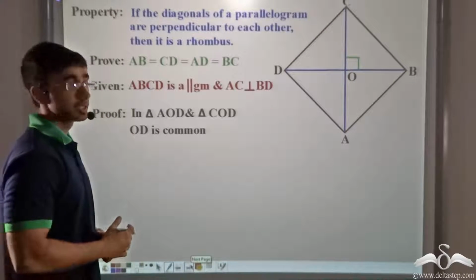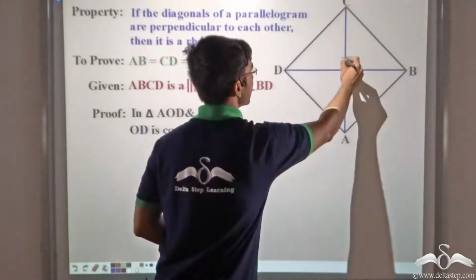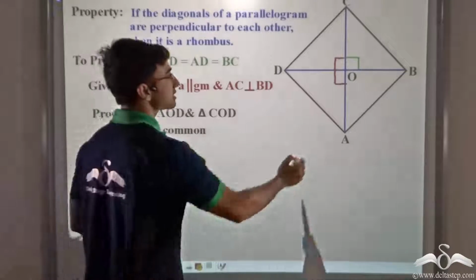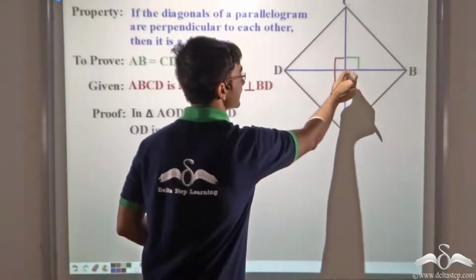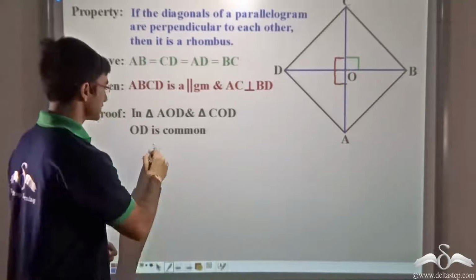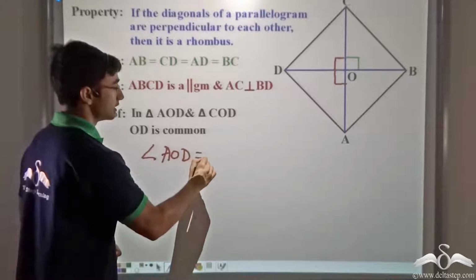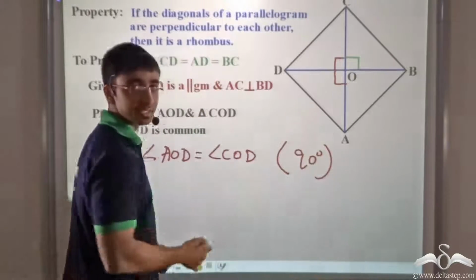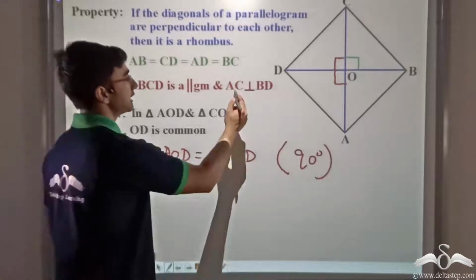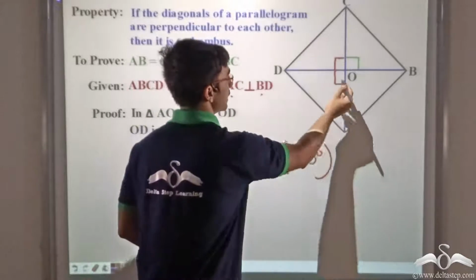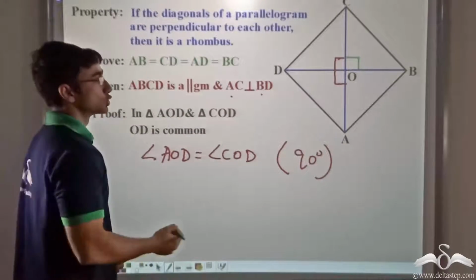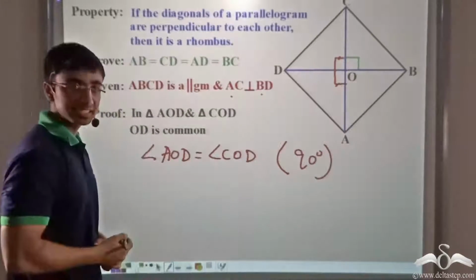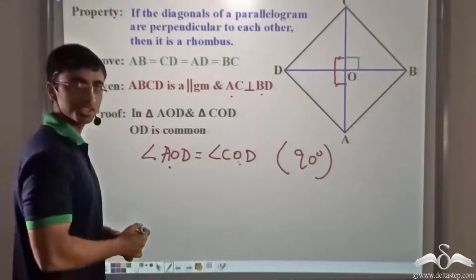Further, what can we say? We can say that this angle is equal to this angle. Why? Because we have been given that the diagonals are intersecting at 90 degrees. So thus I can write angle AOD is equal to angle COD, because both are 90 degrees, since it has been given to us that AC is perpendicular to BD and these two angles are linear pairs. Since the sum of both will be 180, and since they are equal, each is 90 degrees, thus AOD is equal to COD.